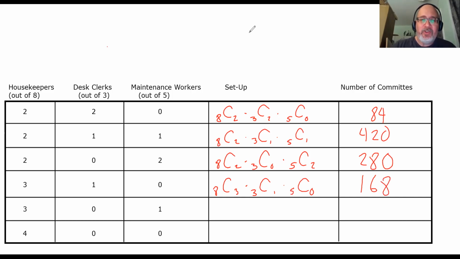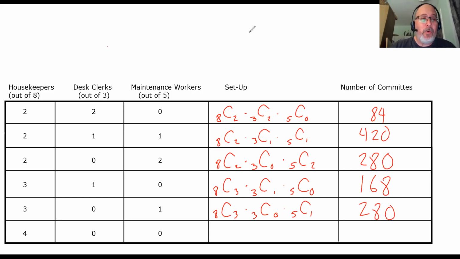In the fifth row, of the 8 housekeepers, we choose 3. Times, of the 3 desk clerks, we choose 0. Times, of the 5 maintenance workers, we choose 1. That ends up equaling 280. Interesting. I don't see why. We'll just chalk it up as coincidence.